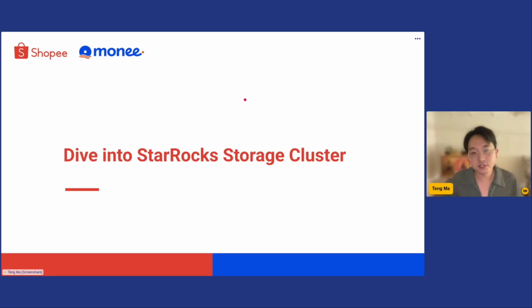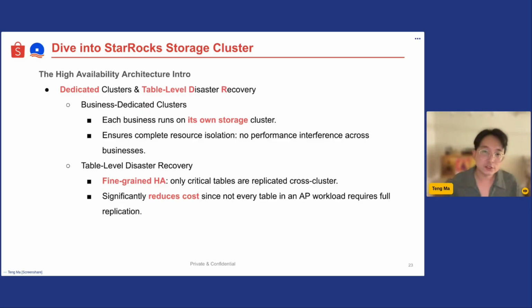The third part is our StarRocks storage cluster. The first thing I want to share is that our cluster is a high availability architecture. So how do we achieve this high availability? First of all, we provide our users dedicated clusters. Dedicated cluster means each business runs its own storage cluster, so the resources are totally isolated, with no performance interference across businesses.